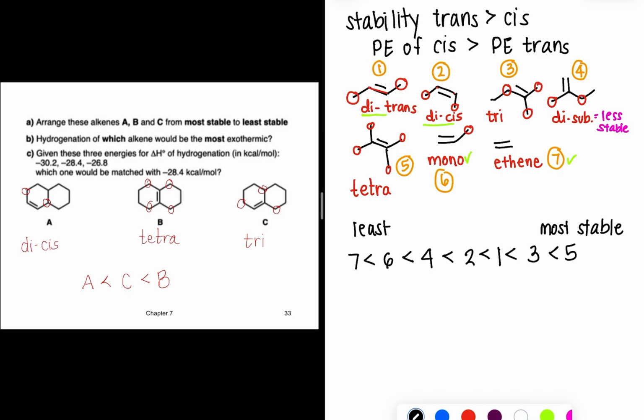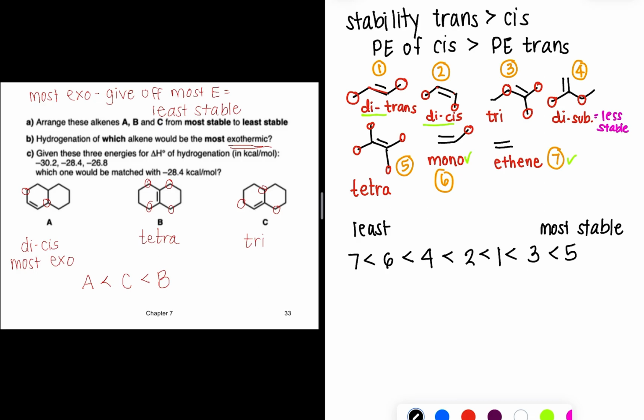Which would be the most exothermic, the one that gives off the most energy? So most exothermic would give off the most energy, which would be the least stable. So which of these would be the most exothermic? The least stable one. This would be A. That would be the most exothermic.